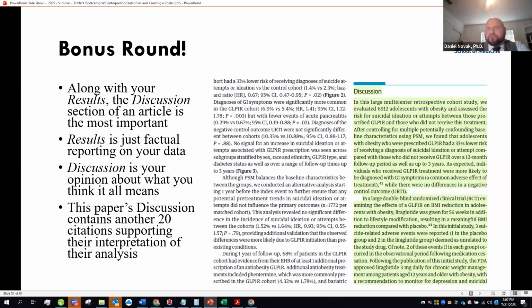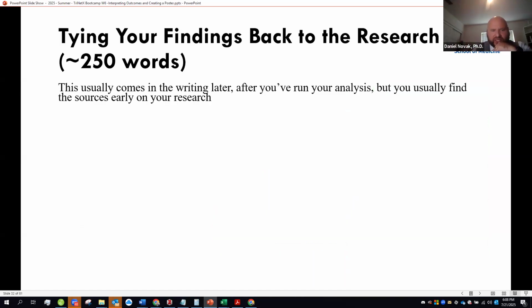And so you can see this paper's discussion contains another 20 citations supporting their interpretation and their analysis. And that's really important to do when you're doing a literature review, is to find stuff that can support and reconnect your paper to the broader literature. And that's really important for establishing good quality work in your study.